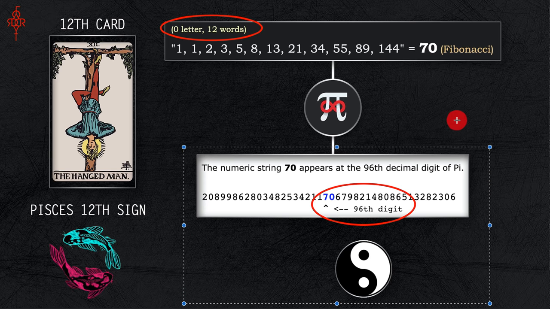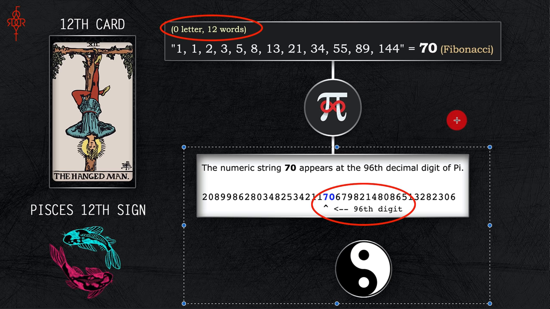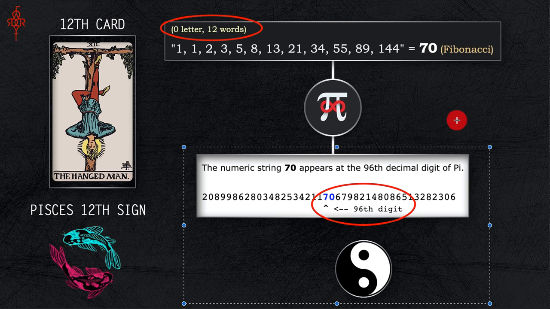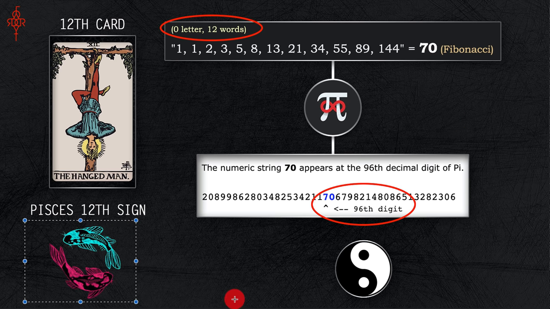And then bringing that into the string of pi, look at where the 70 is found, the 96th decimal digit, 96 and 97. It's going to give you another outcome, but 96 is the yin-yang, which is the two fish. This is mathematically precise, and man did not create this ever in a million years.